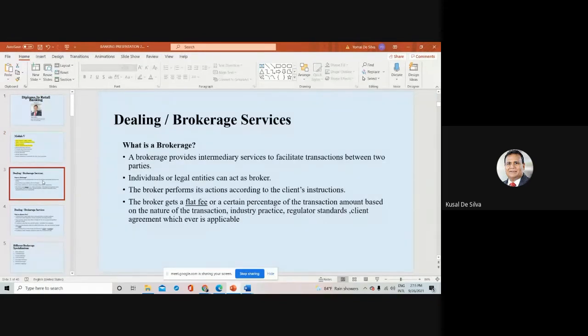So what is a dealer? What is a brokerage? We call the broker. In very layman's terms, a broker is a person, or a middleman, who connects two parties, a buyer and a seller, and he receives a commission out of that.